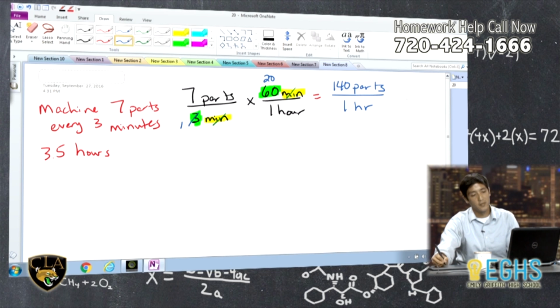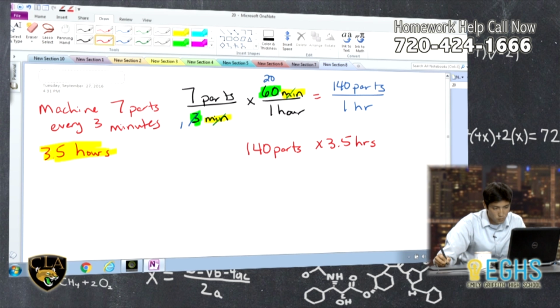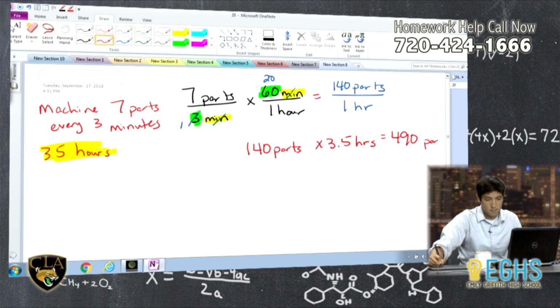Right? Mm-hmm. And then, so we figured out how many per hour, and now we can say, well, what are we actually trying to figure out? I want to know how much this plant can make in 3.5 hours. So now I can simply take that 140 parts per hour and multiply it by that 3.5 hours. And you should get, what, 420, 490 parts? Let me double check that with my calculator. 140 times 3.5. Yeah, 490 parts. So that's how you kind of set it up and work that out with proportions.